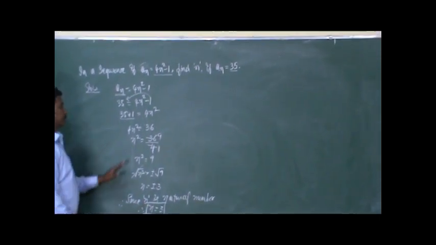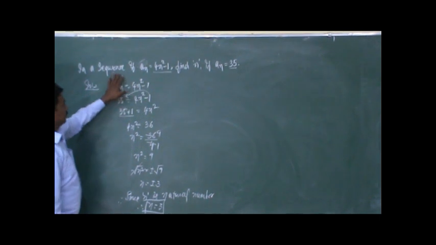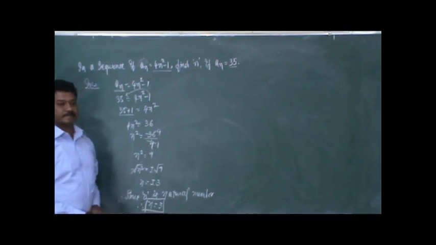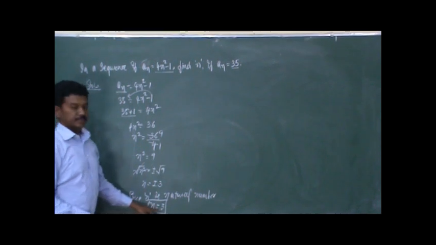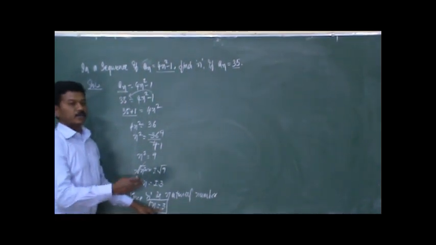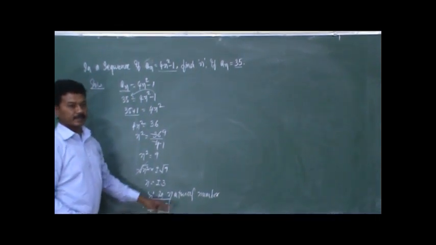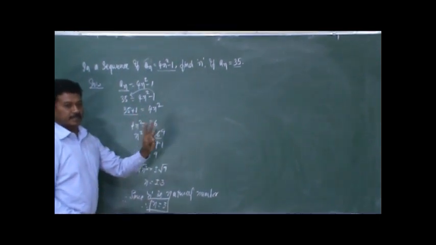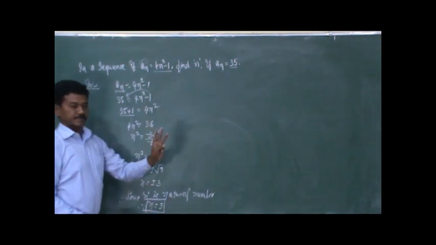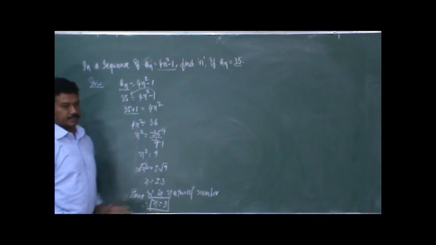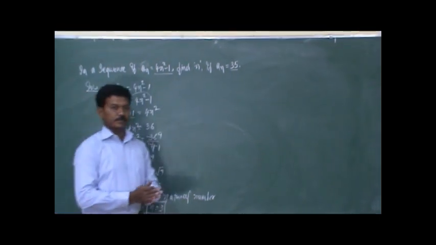So in this sequence, which term is 35? It is the third term. So in this sequence, how many terms are there? Until 35, there are 3 terms. Because 35 is the third term, therefore in this sequence there are 3 terms. Right? I hope you understood.